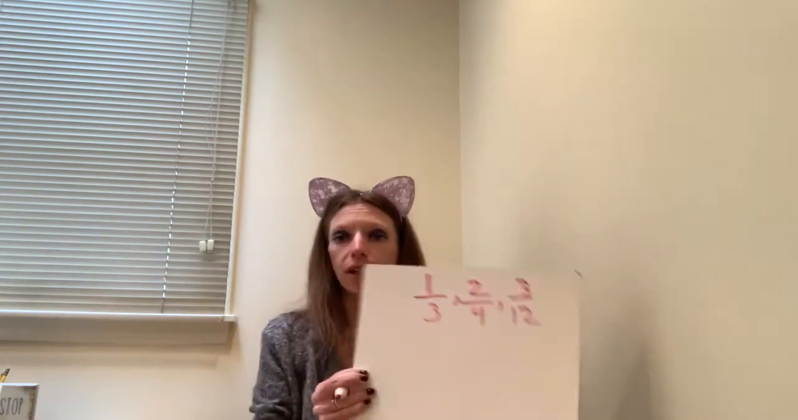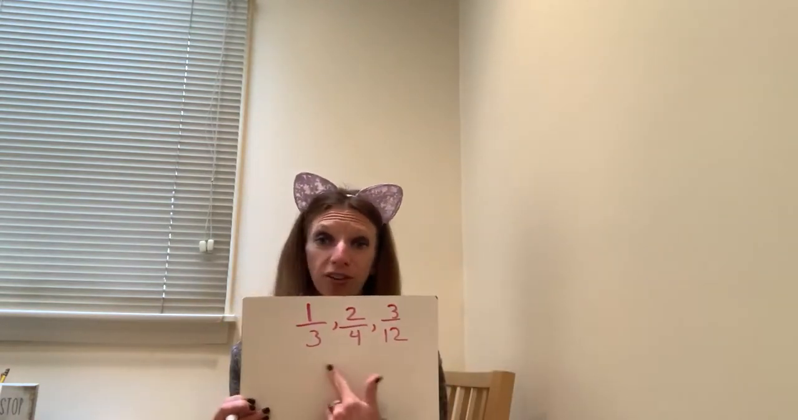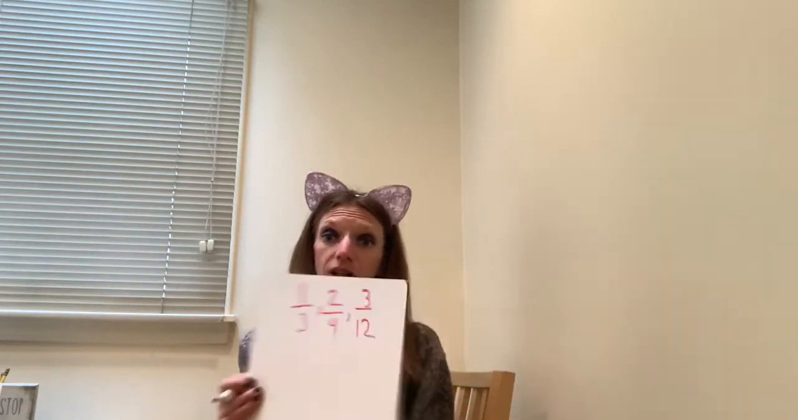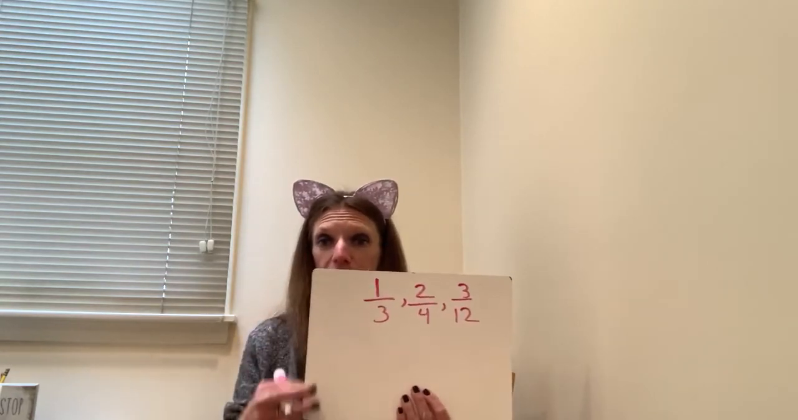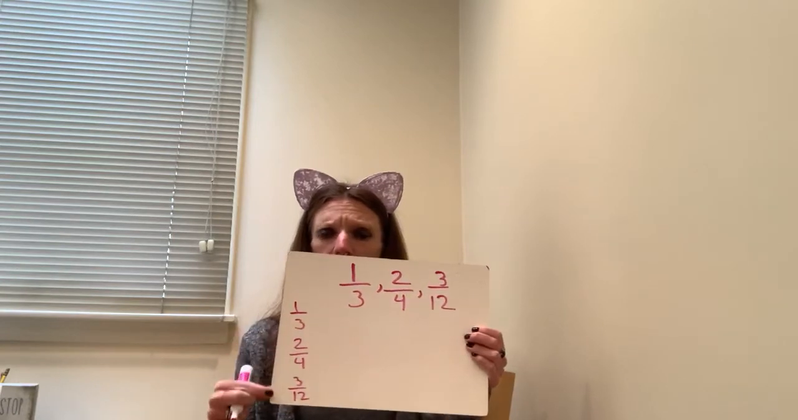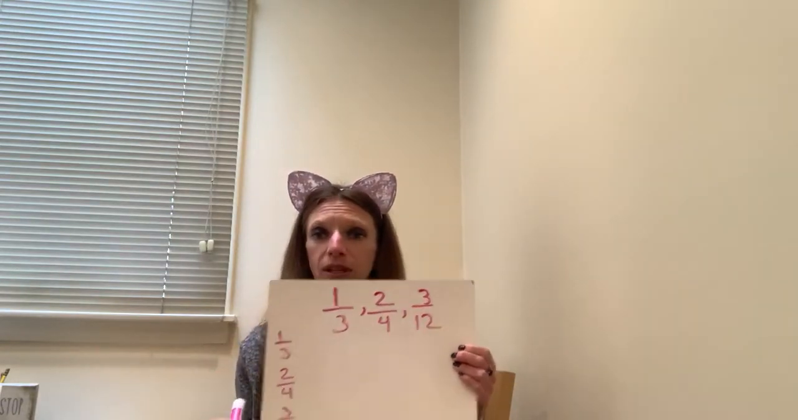So I'm going to take the fractions 1/3, 2/4, and 3/12. Now remember, you can't order these fractions if they don't have a common denominator. So what do we have to do? Find a common denominator. So I'm going to line my fractions up vertically. Remember, that's up and down on the side. So I'm going to say 1/3, 2/4, 3/12. And then look at your denominator and say to yourself, what number can all these denominators go into?